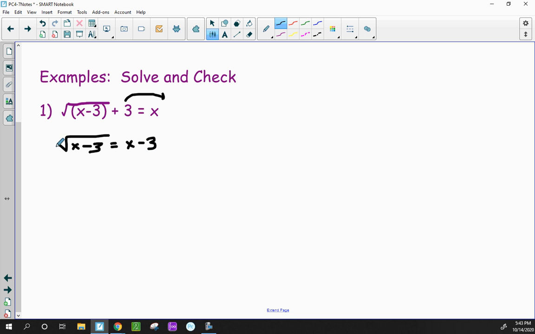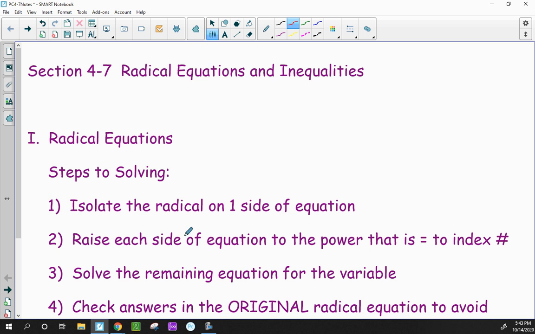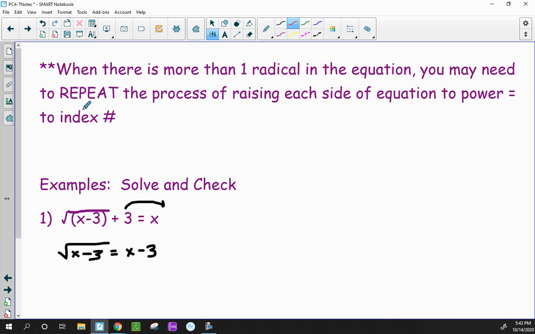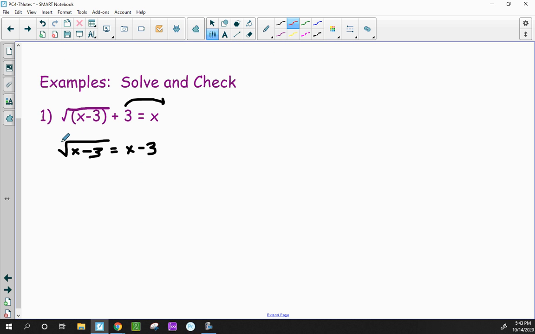Once the radical is isolated by itself, the next thing you do is step 2, raise each side of the equation to the power that's equal to the index number. The index number on this question is 2, since it's a square root, so you're going to do the opposite of square rooting, which is squaring. So you're going to raise each side of the equation to the second power. On the left side, you're going to end up getting just x minus 3 back.